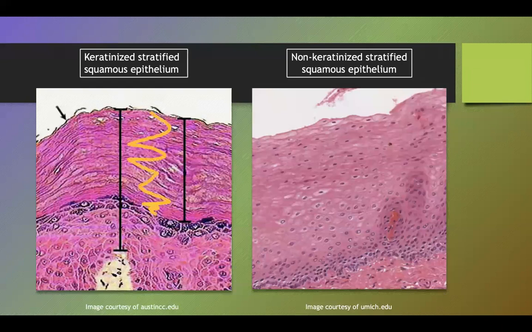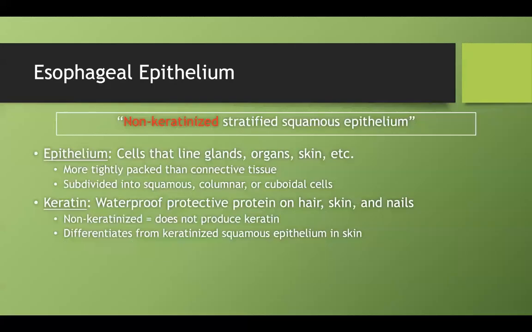So in our skin, we have this thick layer of keratin here. And again, that's a waterproof layer. But in the esophagus, and you can see on the left side here, you can still see the stratified squamous cells below this thick layer of keratin. Whereas on the right, if we look at a picture of our esophagus, we still have this layer of squamous cells, but we don't have that layer of keratin. That's why it's called non-keratinized.